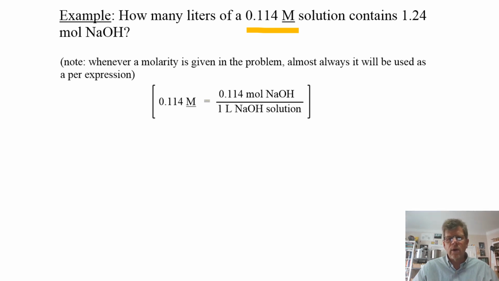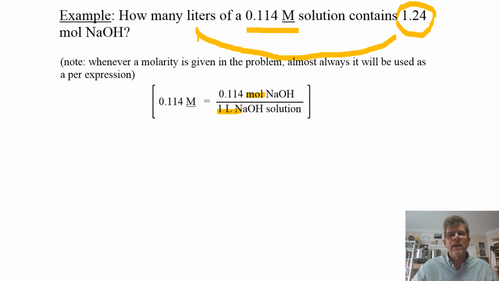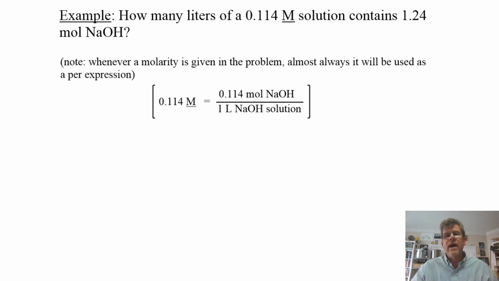Let's look at this more closely. That is, a per expression is a doorway, in this case between moles of NaOH and liters of NaOH. Well, look at what the question is asking. We have moles of NaOH solution, and it's asking how many liters. So of course we're going to use this per expression as that doorway. Now that we know this, we're going to do a dimensional analysis.